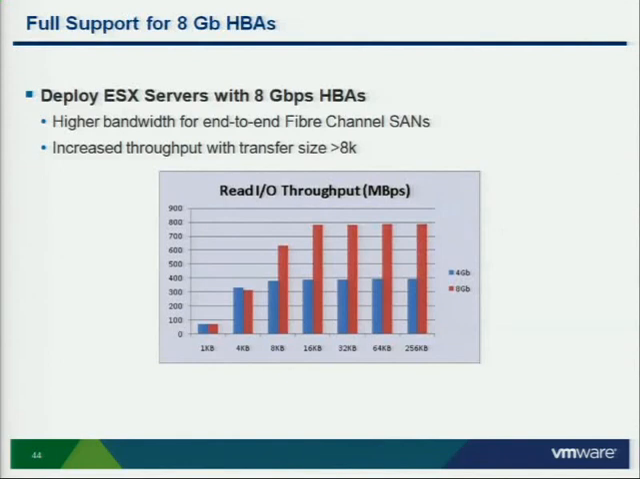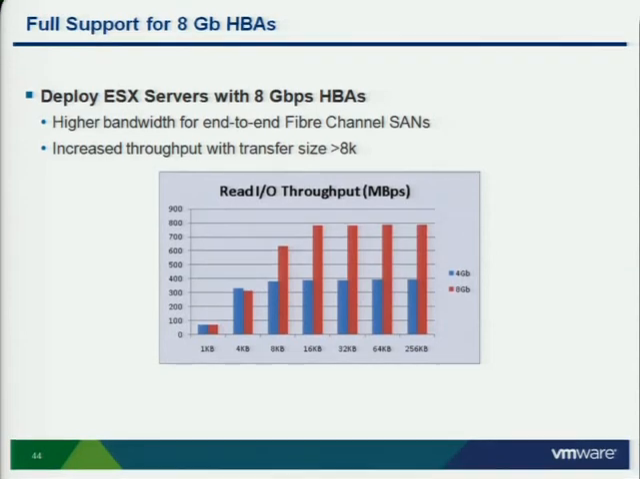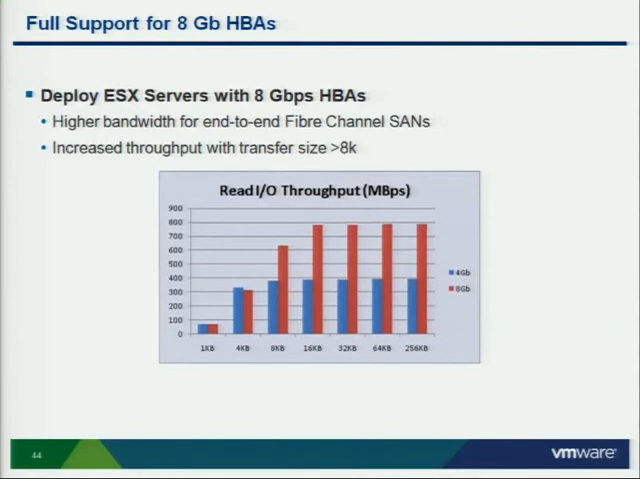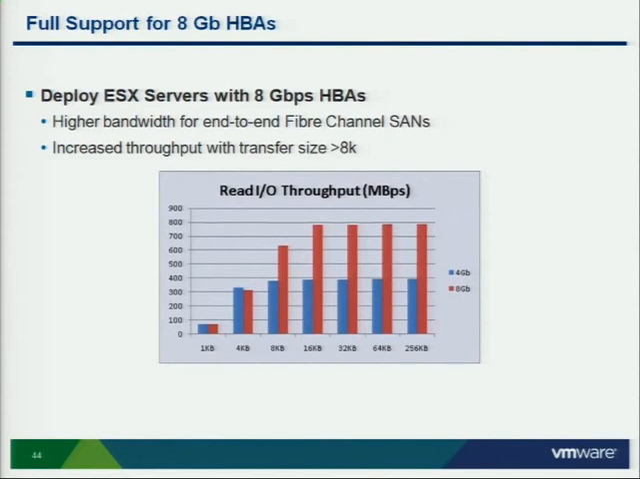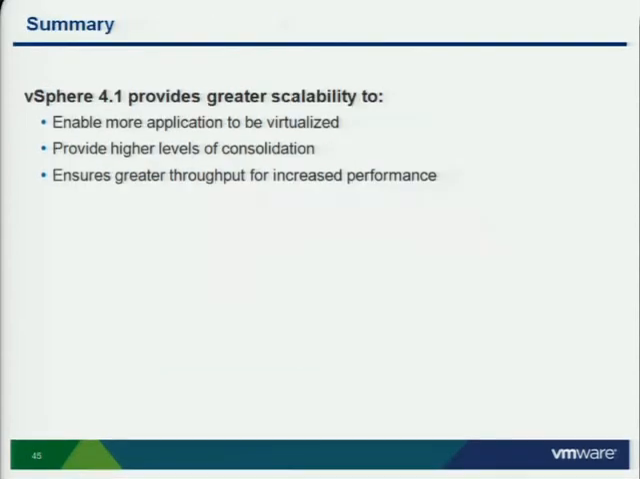And then the final topic here is the use of 8 gigabit HBAs. This is really more a certification effort that we've done to validate that this works throughout. This chart shows that for larger block sizes you are getting effectively twice the efficiency and able to use the extra bandwidth. But again, make sure you check the hardware compatibility list to make certain that your HBAs are on it.